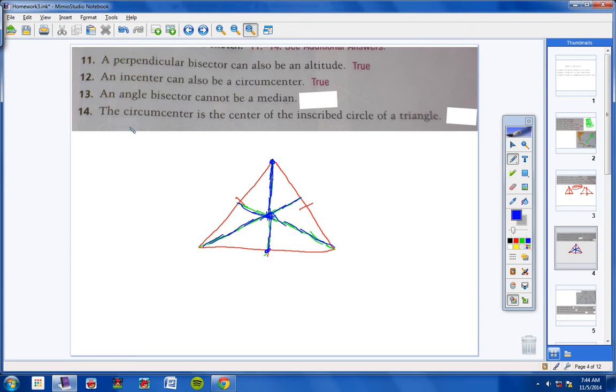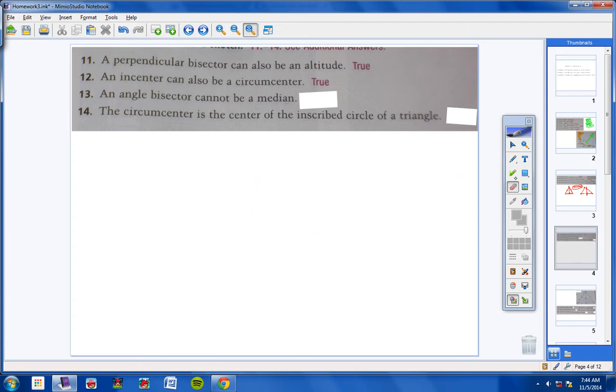So yes, that's true. Okay, number 13. An angle bisector can be a median. Okay, that's true. Not every angle bisector is a median, but we can definitely draw a triangle so that an angle bisector is a median. In fact, we just did it. I'll do it again for you. Draw an isosceles triangle.